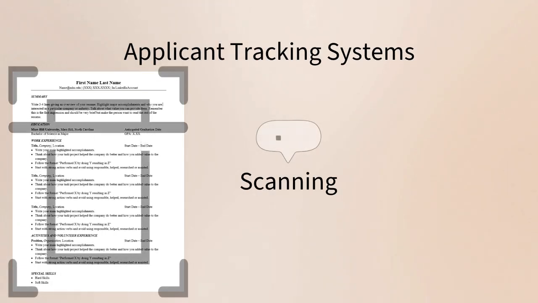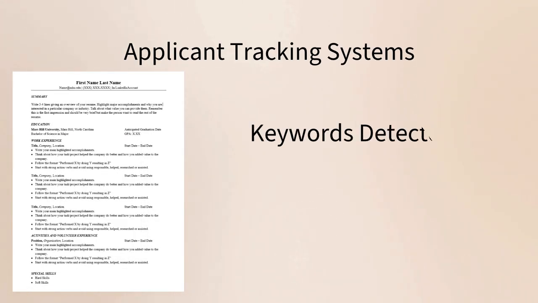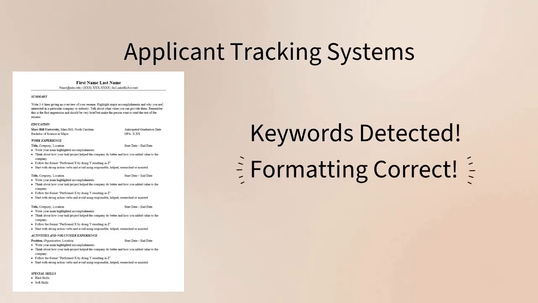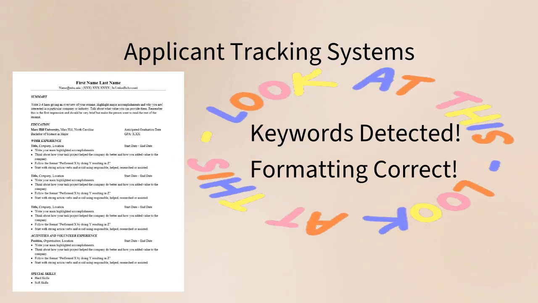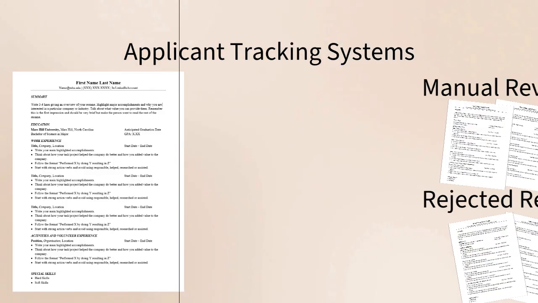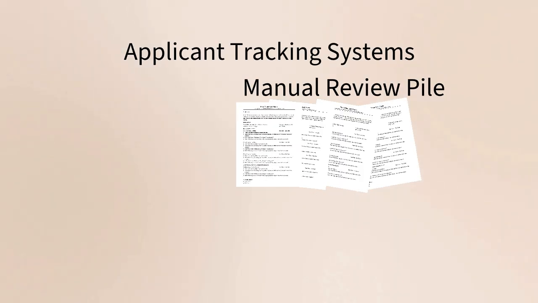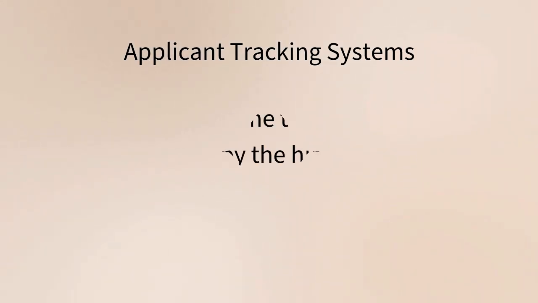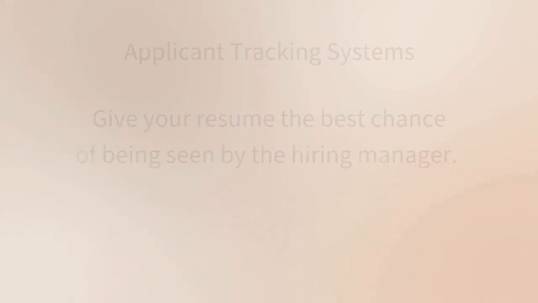As resume scanning technology evolves and becomes more popular with employers, it becomes increasingly important for job seekers to understand how it works. By including keywords that are relevant to the position you're interested in and correctly formatting your resume, you can ensure that ATS is able to find the information employers are looking for and sort your resume into the correct group. By taking these steps to optimize your resume for ATS scanning, you can give your resume the best chance of being seen by the hiring manager.